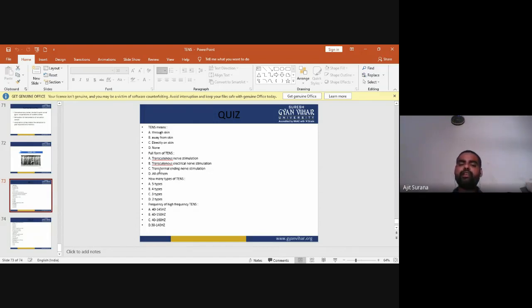How many types of TENS? Five types, four types, three types, or two types? Mainly TENS is of five types. Now the frequency of the high frequency TENS: 40 to 145 hertz, 40 to 150 hertz, 40 to 160 hertz, or 30 to 140 hertz. The frequency of the high frequency TENS is 40 to 150 hertz.